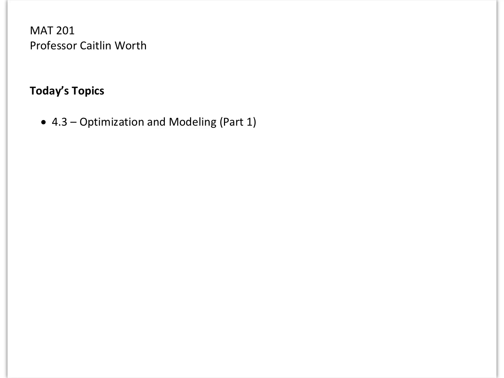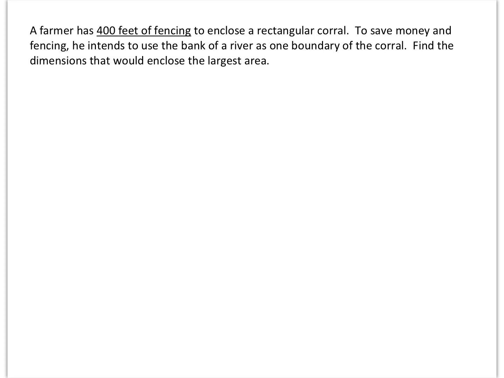Welcome to Math 201. This is our first of two lessons on section 4.3, optimization and modeling. Let's say a farmer has 400 feet of fencing to enclose a rectangular corral. To save money and fencing, he intends to use the bank of a river as one boundary of the corral. Find the dimensions that would enclose the largest area.